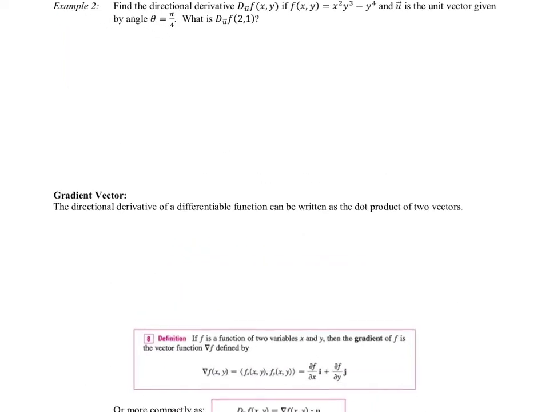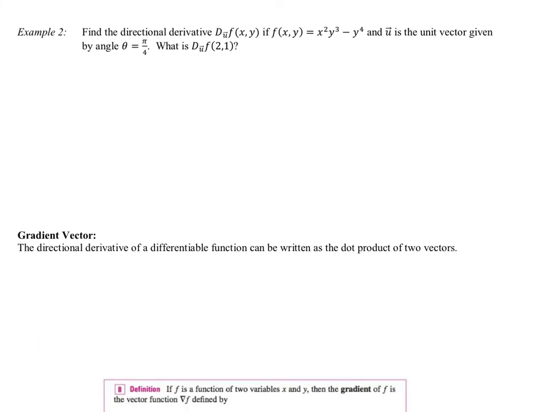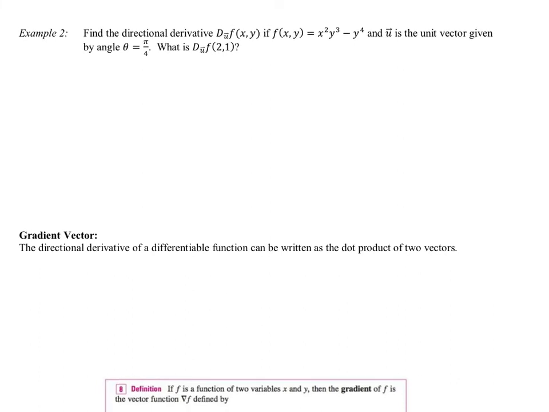Okay, in example 2, we're going to do the same thing. We just have a different problem, so it's just a good practice, but it is the same concept, nothing new here, except the function's a little bit different and the angle's a little bit different. So our first task is to calculate the vector u, which is cosine of pi over 4 and sine of pi over 4. And that's going to give us the square root of 2 over 2 and then the square root of 2 over 2. So we have our unit vector, we have our direction.